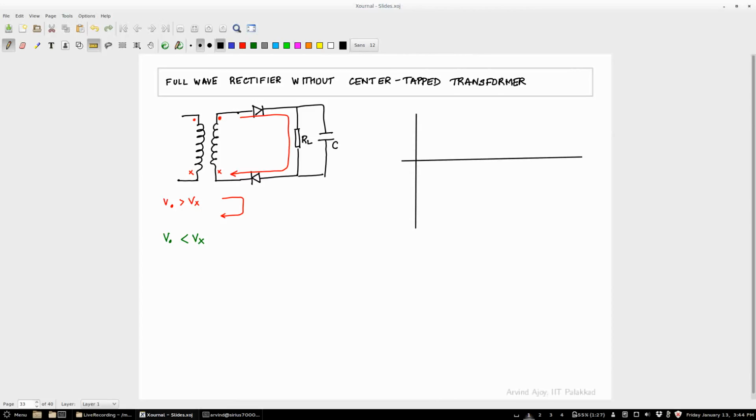Then what happens when, for example, V dot becomes less than V cross? To see where exactly this is happening, in that red region V dot is greater than V cross, right, and in the green region, it is less than V cross. So the bottom part is more positive than the top part. So what do you want at this time? The current through the diode should still be in the same direction. You want it to flow through the load in the same direction.